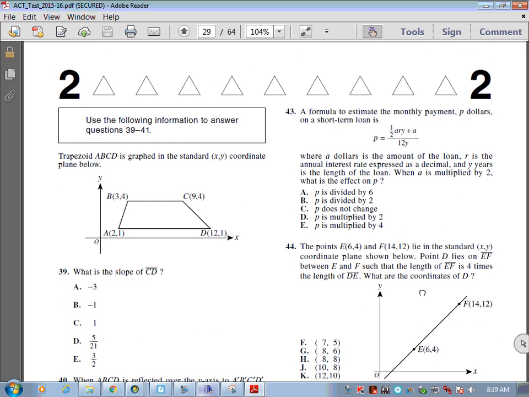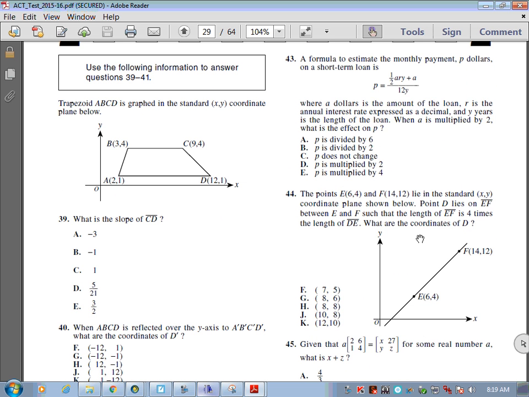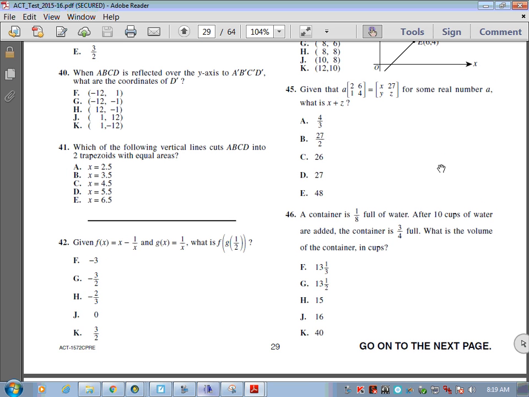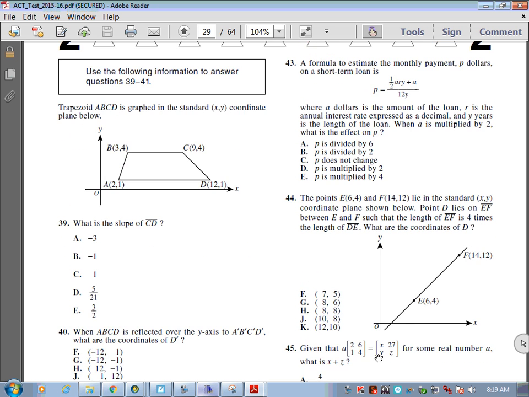Okay, 43 is D. 44 is G. 45 is D. And 46 is J. Do I need to go back and give you the answers on any of those? Okay. All right, we're going to scroll back up to 25.